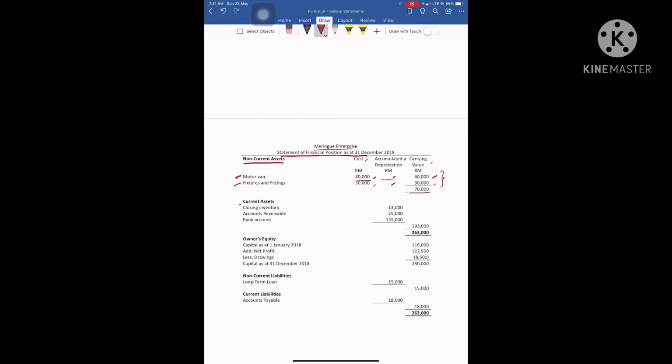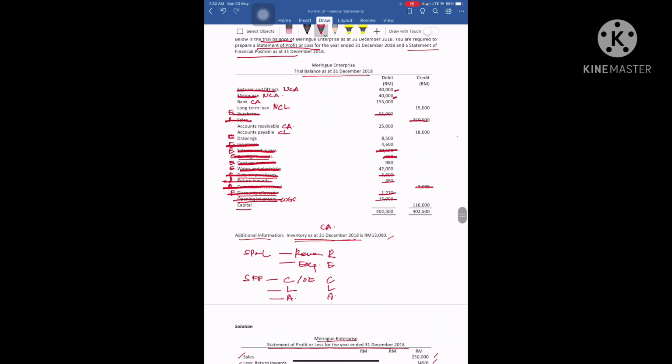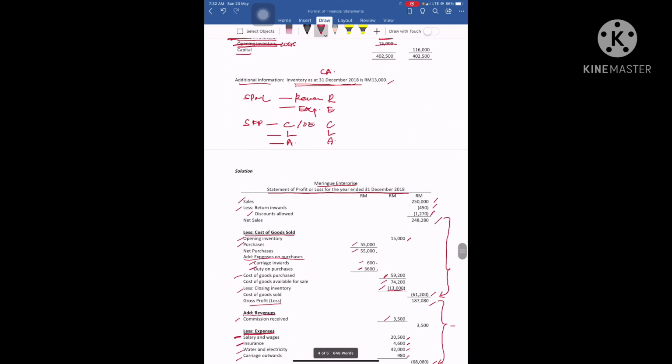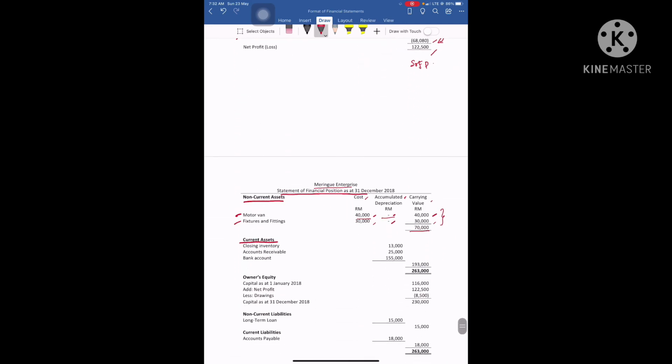Next, what we have to do is list our current asset. Now we have to look back at our question. So what is our current asset? We have bank over here, and then what else? Bank is 155,000. And the other one is account receivable, and the figure is 25,000. So we put over here our bank 155,000 and account receivable 25,000.